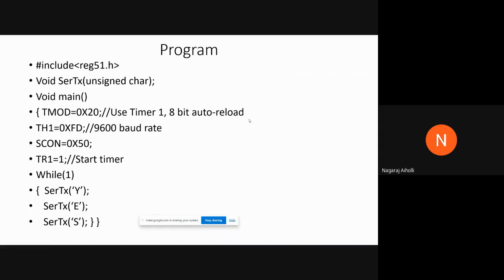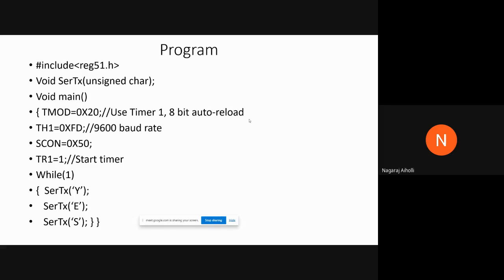Then in the SCON register, we have to store 0x50 for serial communication mode 1 and receive enable, that is 1 start bit, 1 stop bit, and 8 data bits. That is called a data frame. Then we have to start the timer. Using the instruction SETB TR1 in assembly language, but here we use TR1 equal to 1 to start the timer in 8051 C. While of 1 is used to repeat it continuously.